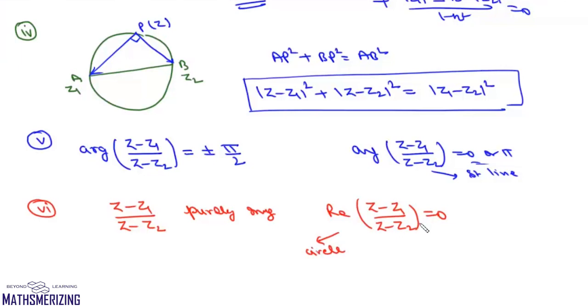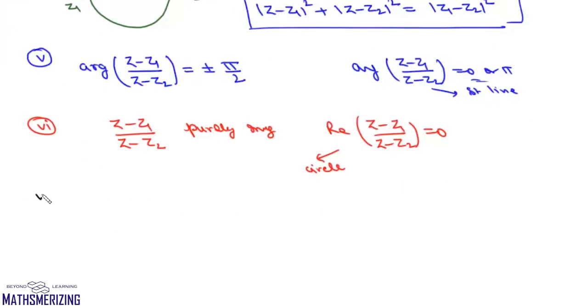And if the imaginary part is 0, then we already know it will represent a straight line. Now, the seventh way to write this equation is in terms of its conjugate. We already know that (Z minus Z1) upon (Z minus Z2) is purely imaginary. And if a complex number is purely imaginary, then Z is equal to minus Z bar.